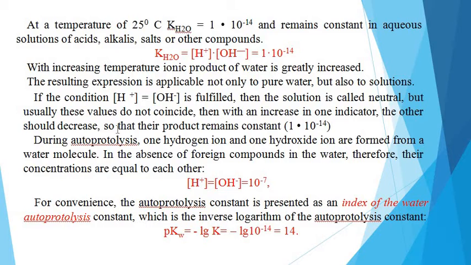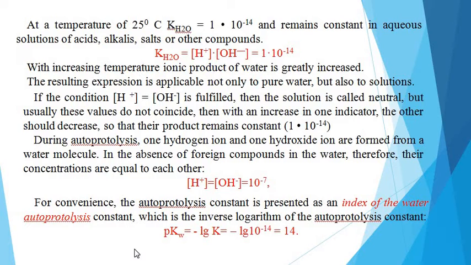If the condition of the concentration of hydrogen equal to the concentration of hydroxide ions is fulfilled, then the solution is called neutral. But usually these values don't coincide. Then with an increase in one indicator, the other should decrease so that their product remains constant.